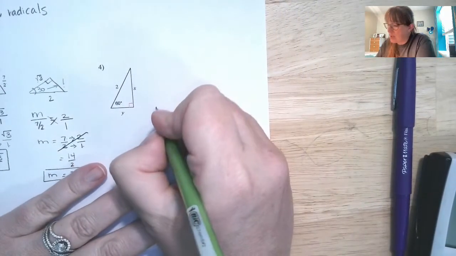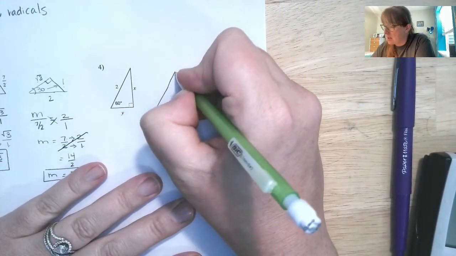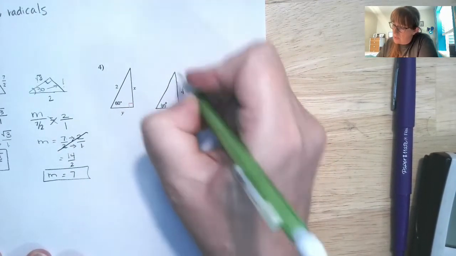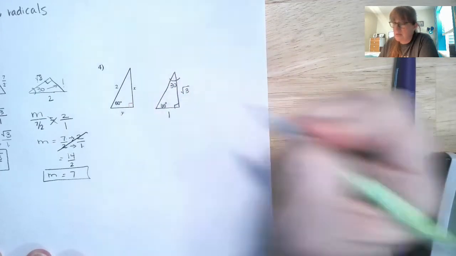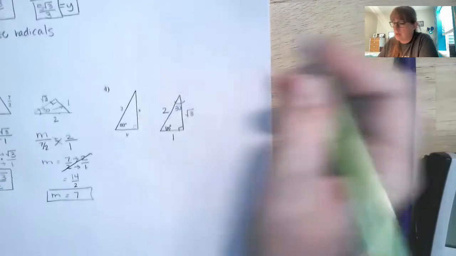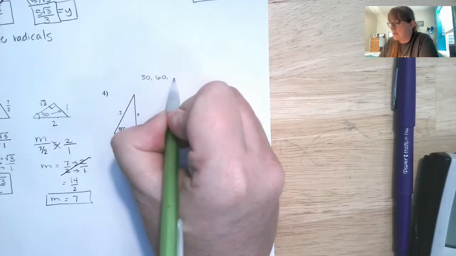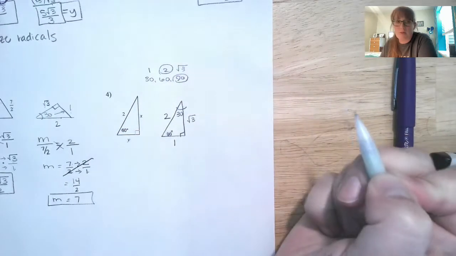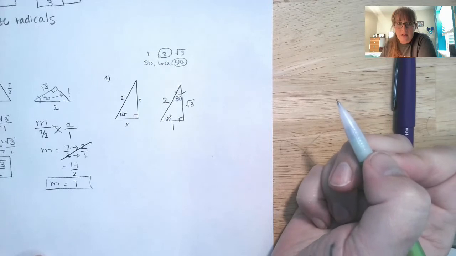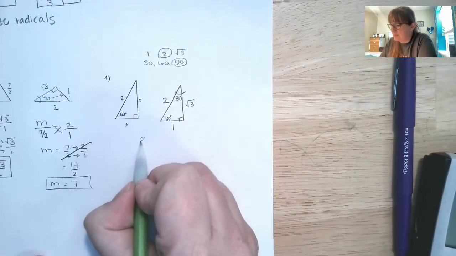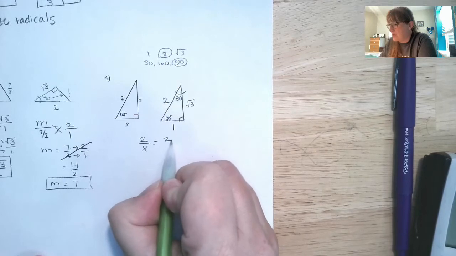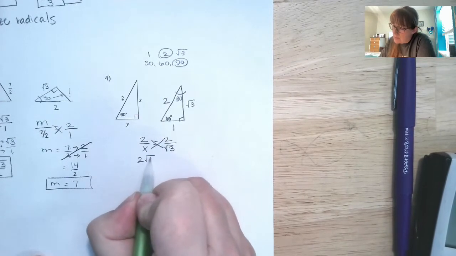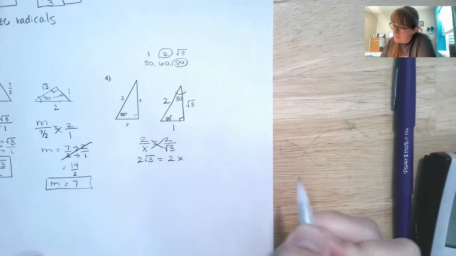All right, last one. Don't get too excited. Okay, 60 degrees. Opposite of 60 degrees is radical 3. 30, opposite of 30 degrees is 1. Hypotenuse is always a 2 of some sort, okay? Remember, we had 30, 60, 90. That's a 1, 2, root 3. Hypotenuse is always a 2 of some sort. All right, so let's find x first. So 2 over x equals 2 over square roots of 3. Cross multiply. 2 radical 3 equals 2x.